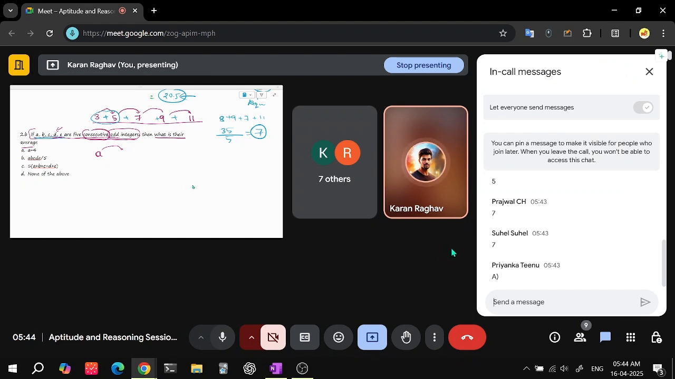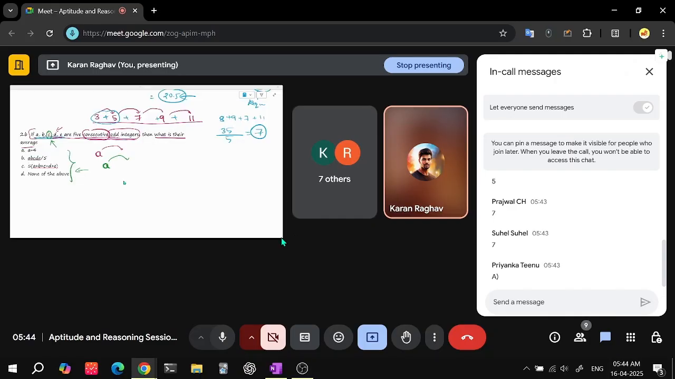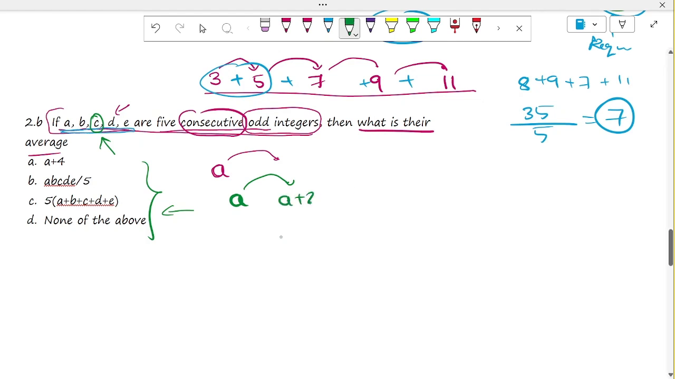Yes, Priyanka, option A is correct, but I'll tell you how it is correct. So here C should be the answer, but just check, do you have C in the options? It is not there, that is fine. Now if A is the first value, what will be the next consecutive odd number? If A is the first odd number, what will be the next odd number? How much are you going to add to that? A plus 2, correct. The next one will be A plus 4, next one will be A plus 6, then next one will be A plus 8.